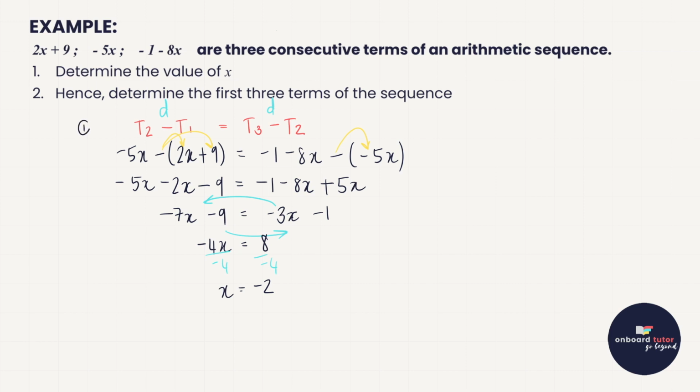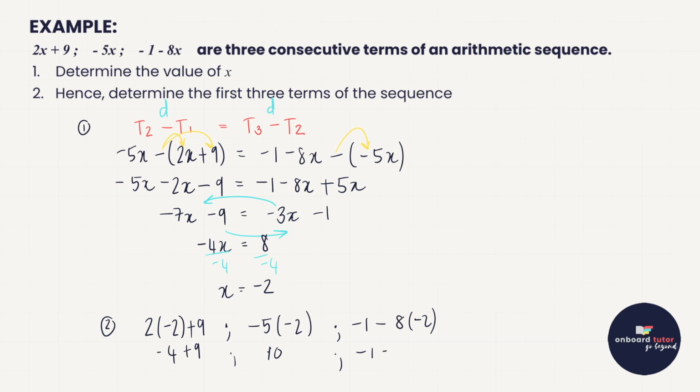And now we are ready to answer the next question, which is simply to determine the first 3 terms of the sequence. Now that we know the value of x, we can substitute it in. So term 1 was 2x plus 9, term 2 was minus 5x, and term 3 was minus 1 minus 8x. And if we work that out, minus 4 plus 9 is 5, positive 10 there, and minus 1 plus 16 is 15. So that means the first 3 terms of the sequence are 5, 10, and 15.